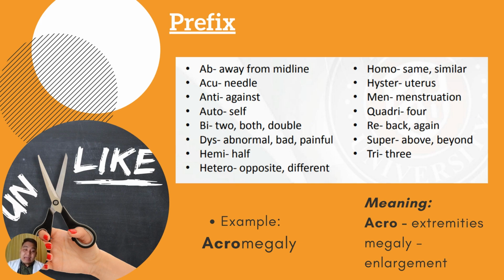Next would be auto, or self. Bi means two, both, or double. Dis or dys means abnormal, bad, or painful. Hemi means half. Hetero means opposite or different. Homo means same or similar. Hyster means uterus. Men means menstruation. Quadri means four. Re means back or again. Super means above or beyond. And tri means three.